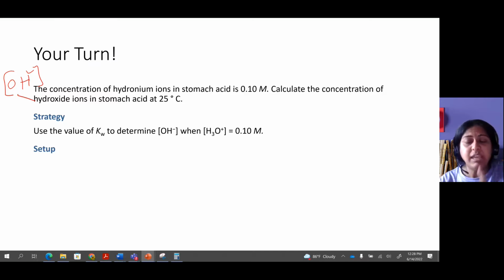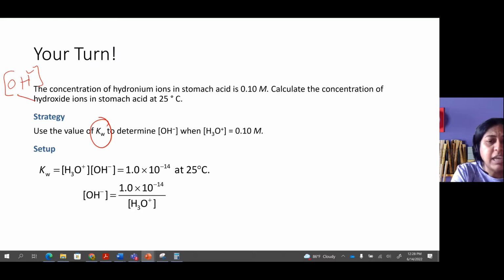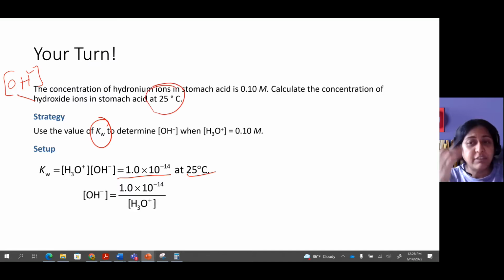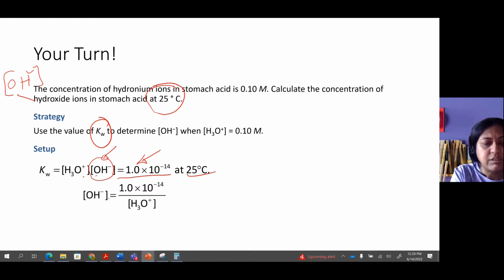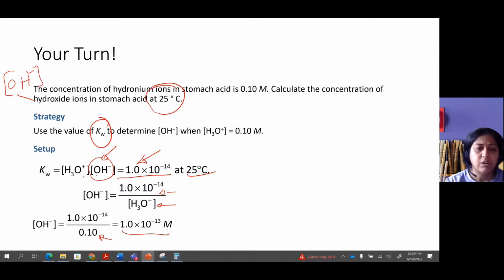We use the equilibrium constant for the ionization of water, which is equal to 1.0 times 10 to the negative 14 at 25 degrees Celsius. Yes, we have the same temperature, so we can use this value. Then we rearrange this equation to solve for the concentration of the hydroxyl ions. The concentration of hydroxyl ions equals 1.0 times 10 to the negative 14 divided by the concentration of the hydronium ions. Now we are given the concentration of hydronium ions, so we plug that value in and solve for the concentration of the hydroxyl ions.